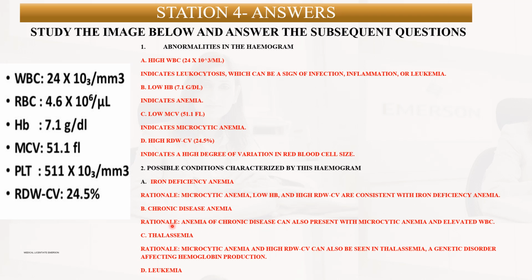The other condition is thalassemia. In thalassemia you find microcytic anemia and a raised RDW, which can also be seen, and it is of course a genetic condition affecting hemoglobin production. Then lastly, the other possible condition is leukemia. The raised WBC count is the reason why I have also put leukemia. Okay, so that's question 2.